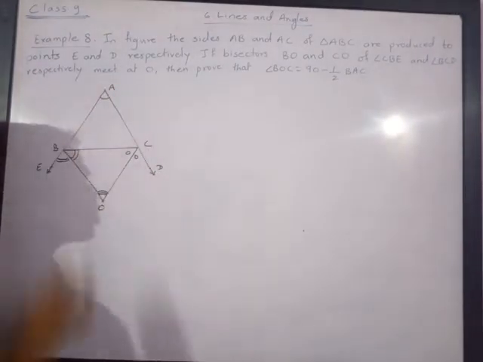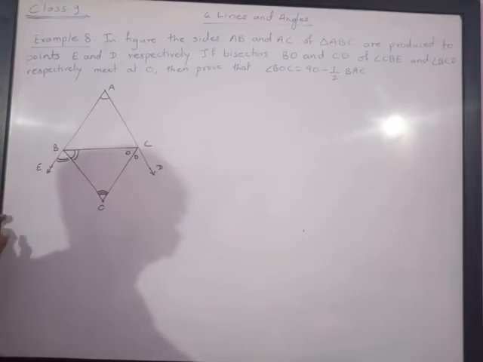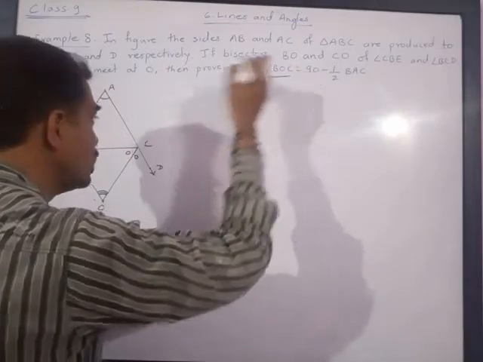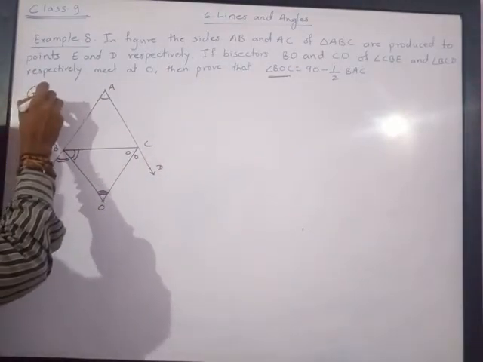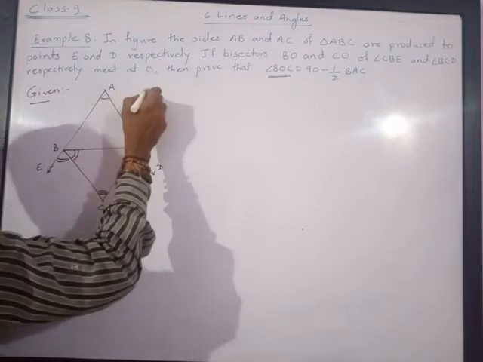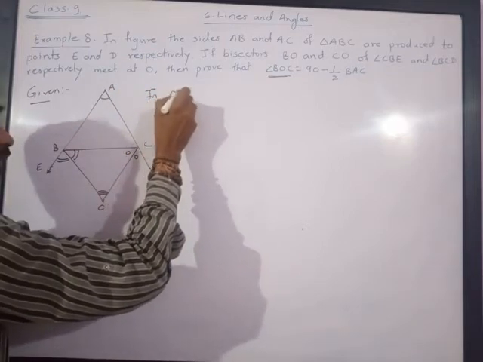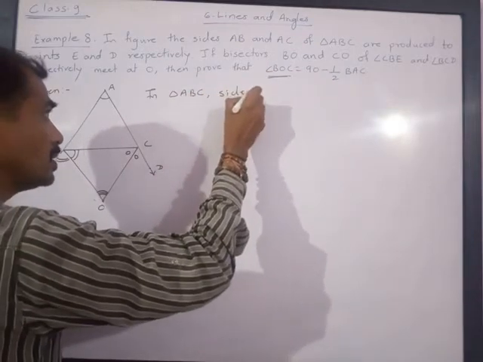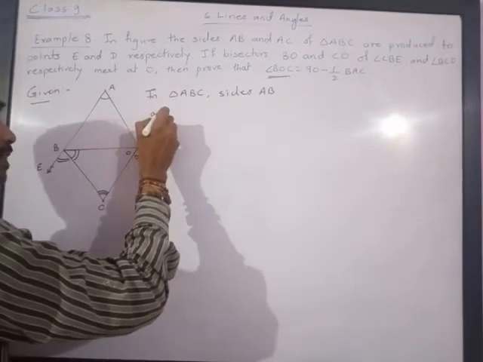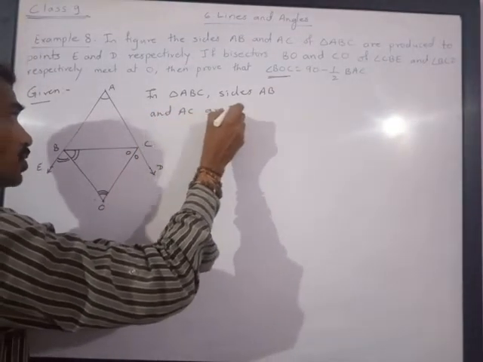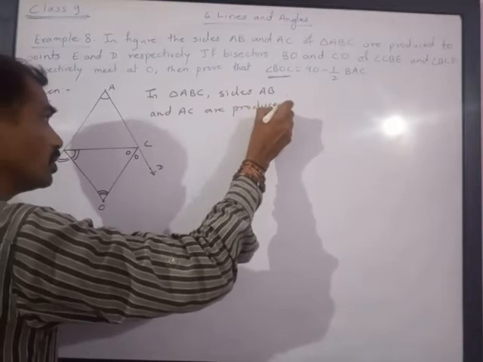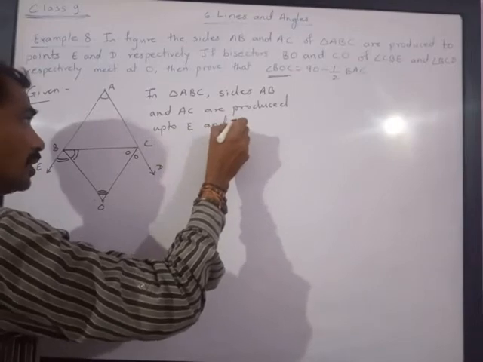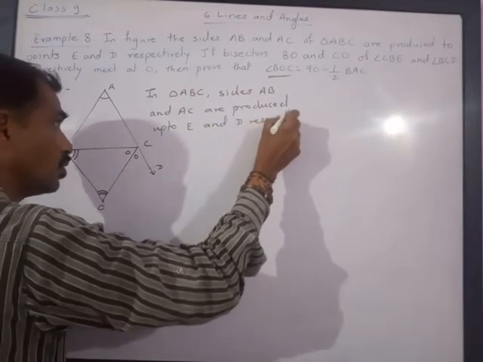Now let us see how to solve this problem. We will start with angle BOC. We are asked to prove this, so let us write the given things. We are given in triangle ABC, sides AB and AC are produced up to E and D respectively. This is given to us.